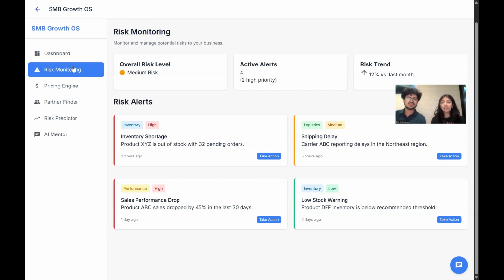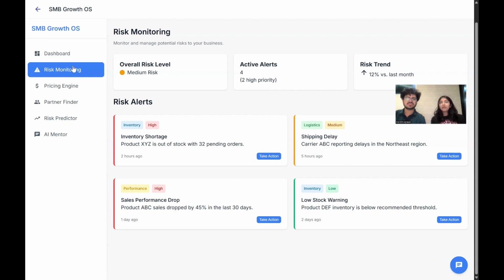Second, if there is any delay in transportation or in the logistics aspect, and there have been a lot of delays by a certain company for a certain product, that risk will be calculated and it will tell the level of risk as well. Then the sales performance drop. If there is a drop in performance, we usually calculate it over the last month. So each of our products will have a risk calculation reflected based on the last 30 days.